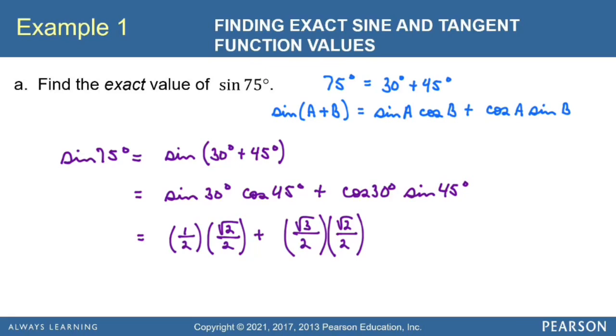Of course, now we multiply our fractions together. So 1/2 times square root of 2 over 2 will give us square root of 2 over 4. And then square root of 3 over 2 times square root of 2 over 2 will give us square root of 6 over 4. And just like we saw in section 5.3, it's fine to leave your answer in this form, or you can combine these 2 terms into a single fraction with one denominator.